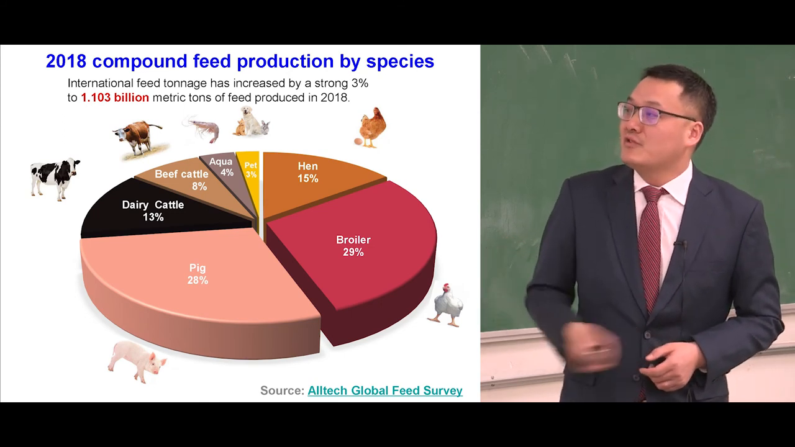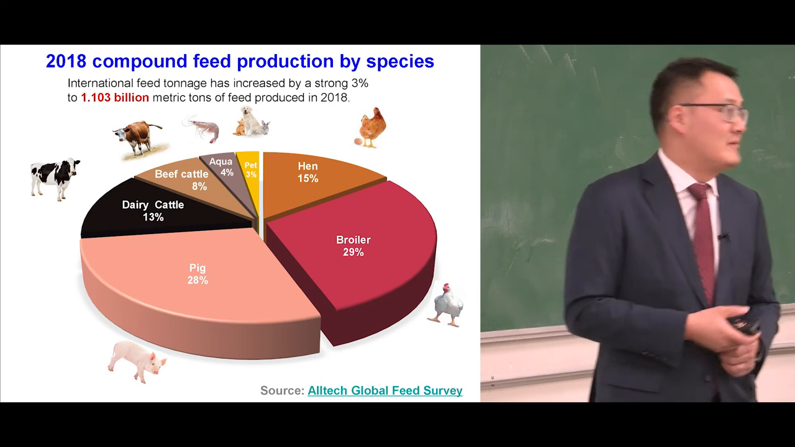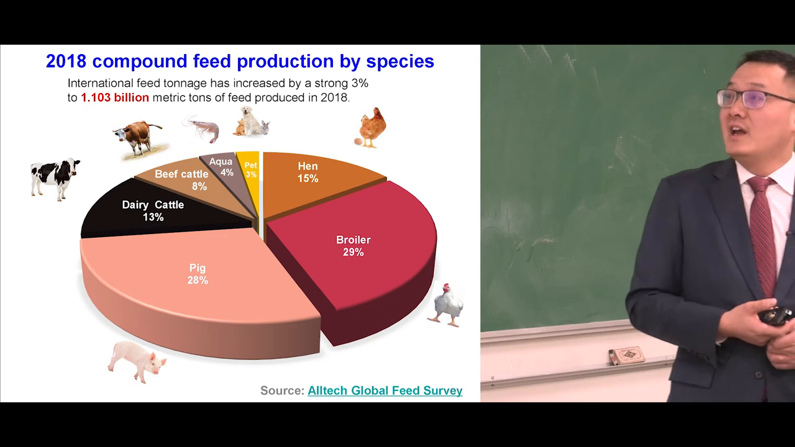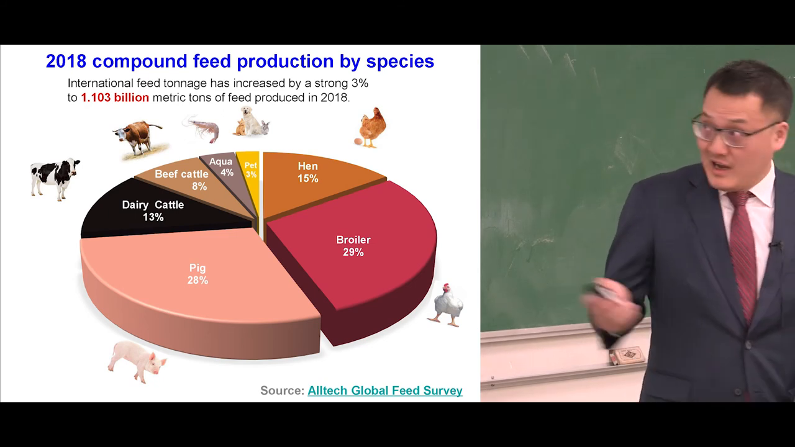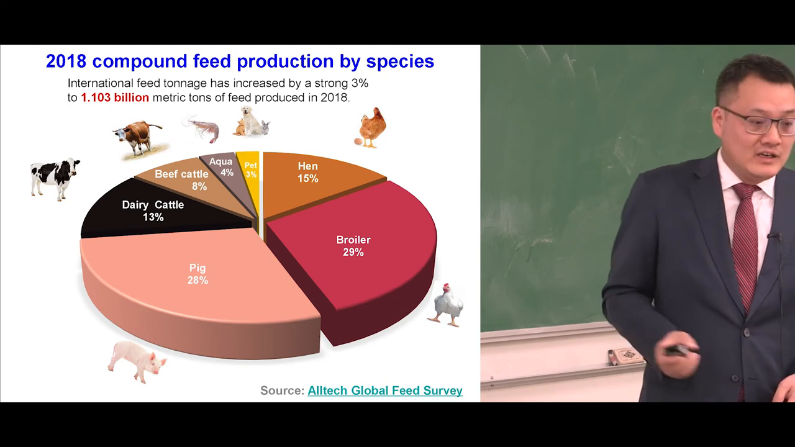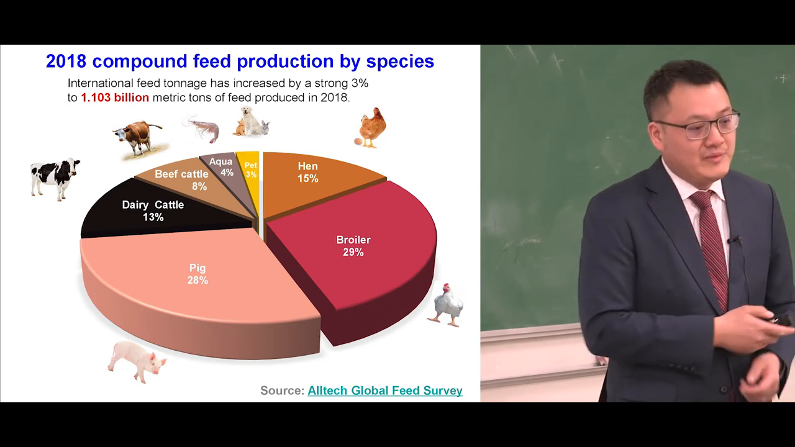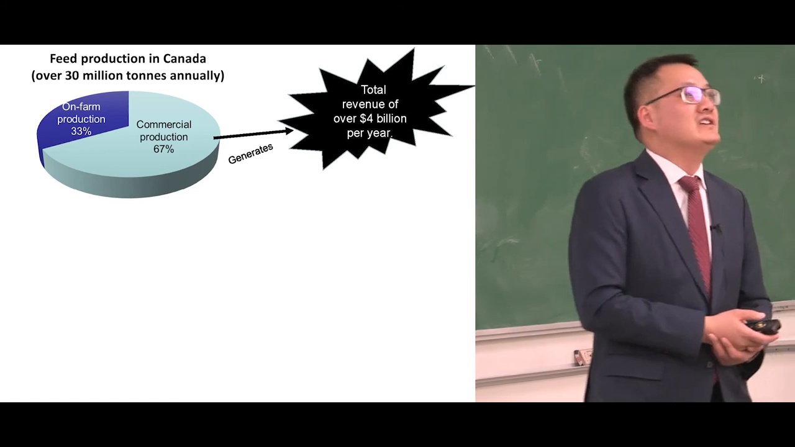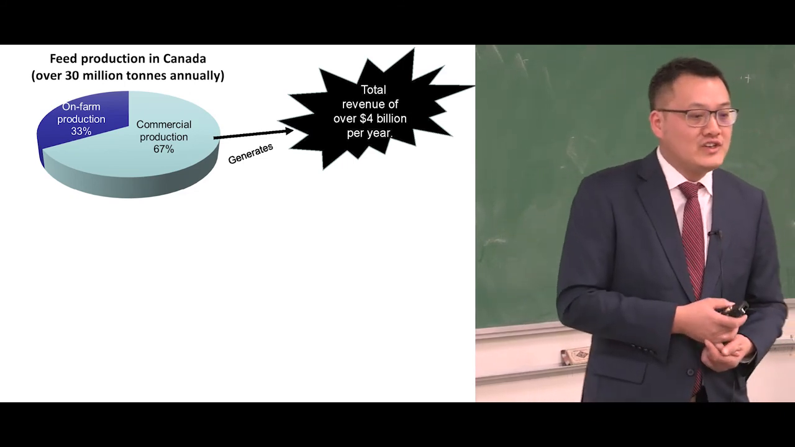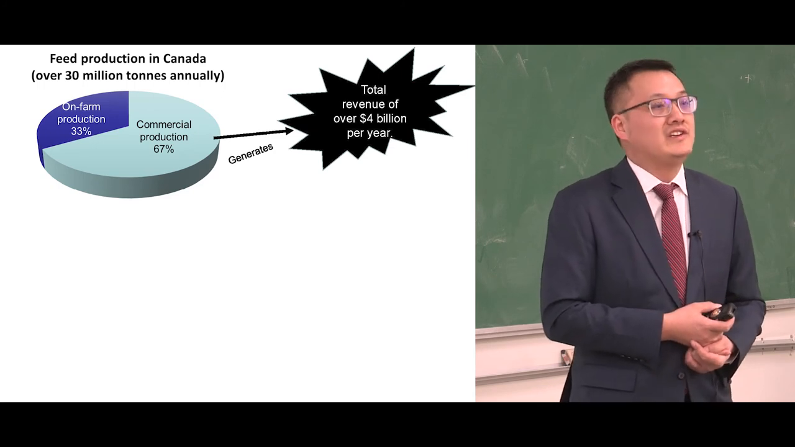This data comes from the Alltech Global Feed Survey in 2018. Production globally is quite high. Again, I want to give you some picture of feed production in Canada. Looking at this slide, there are over 30 million metric tons annually in Canada.